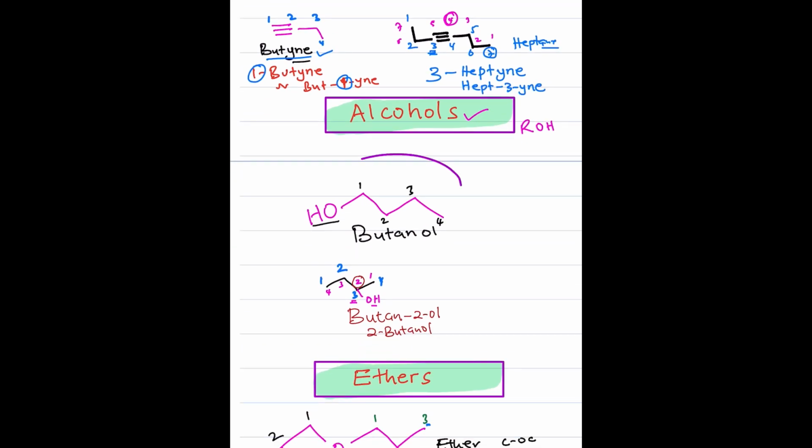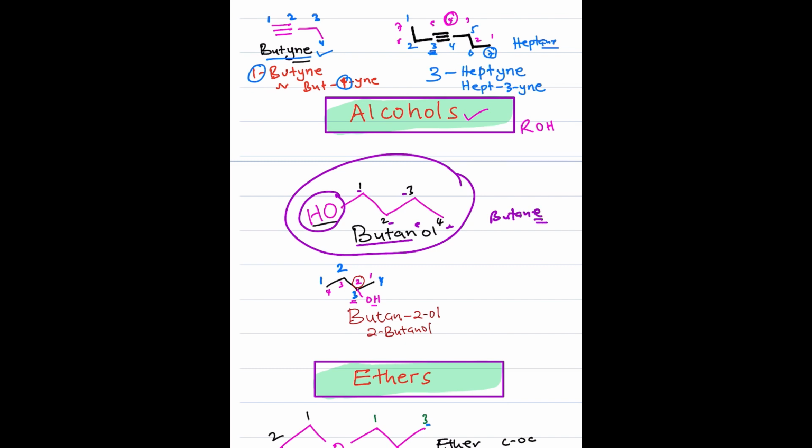Next, alcohols, and alcohols have an OH group. So if you look at this example here, we see that it has carbon 1, 2, 3, and 4. So it has 4 carbons, and because of that, the name becomes butane. And then, because it's an alcohol, the OH, you change the e, so butanol.